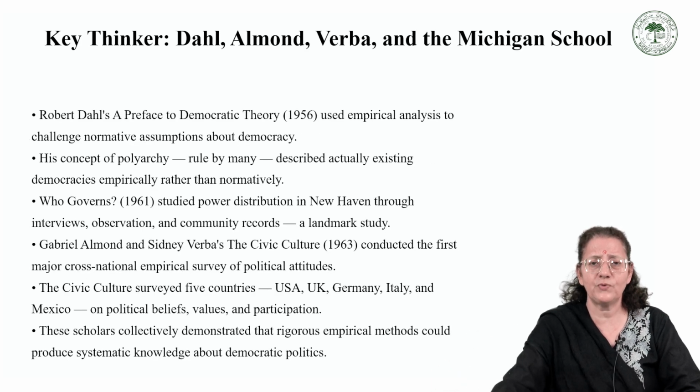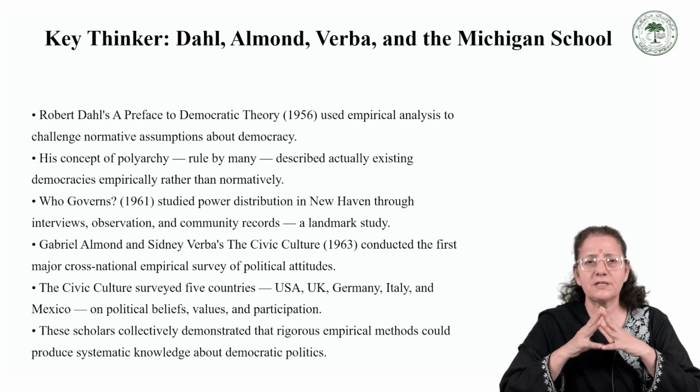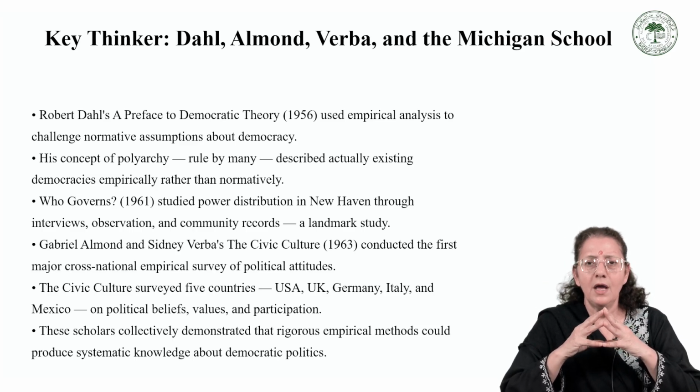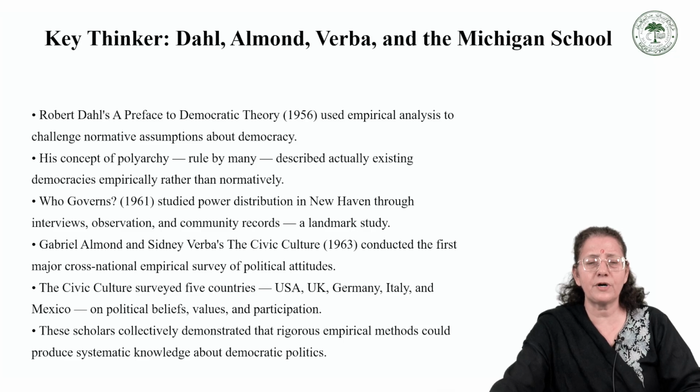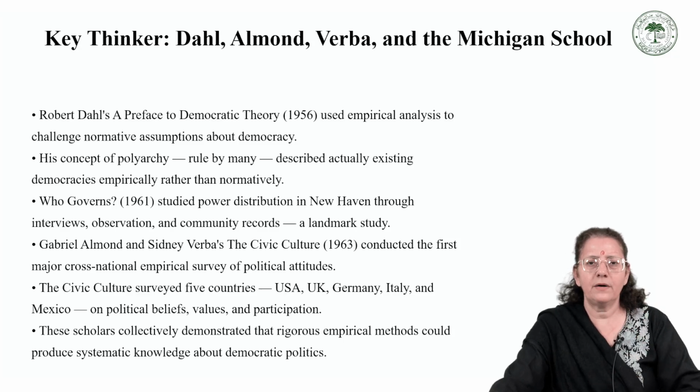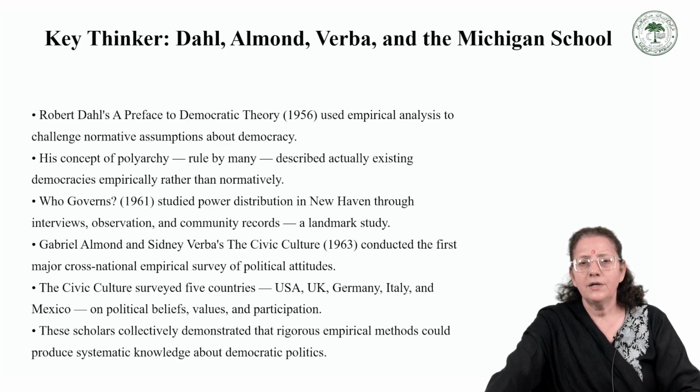Beyond Easton and Lasswell, the behavioral revolution in political science was shaped by a wide range of scholars who applied empirical methods to specific areas of political inquiry. Robert Dahl, in A Preface to Democratic Theory, published in 1956, used empirical analysis to challenge the prevailing normative assumptions about democracy. Rather than defining democracy in terms of ideal principles, Dahl sought to describe what democratic systems actually look like in practice: who actually holds power, how decisions are actually made, and what conditions are necessary for democratic politics to function.